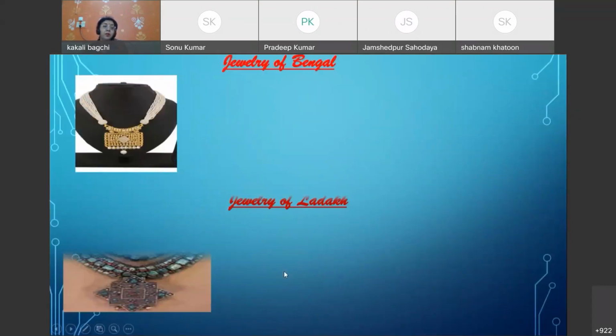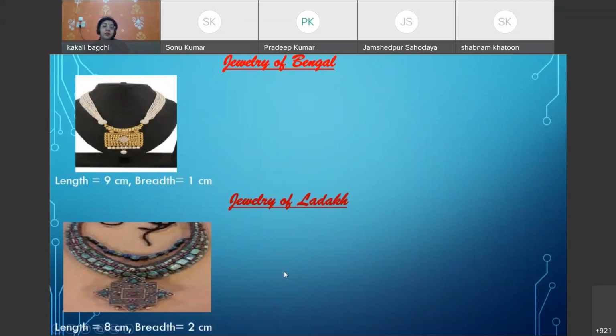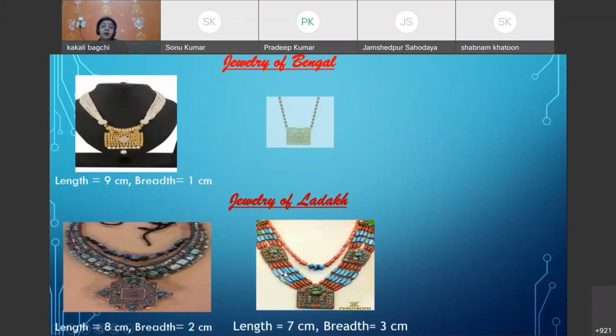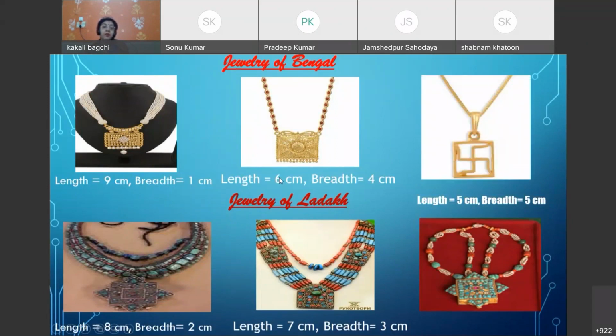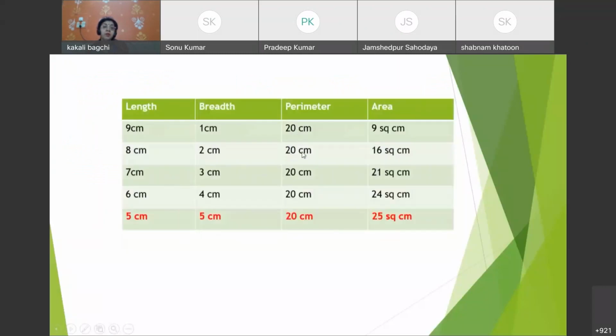For class 12, we take different rectangles, as West Bengal has Ladakh as a partner state, and we have done this on them. Different rectangles of Ladakh and different rectangles of West Bengal are taken, and their lengths and breadths are given. Ask the students to find out their perimeters. They will see that in every case the perimeter is 20. Ask them to find out the areas. They will see the areas are differing.